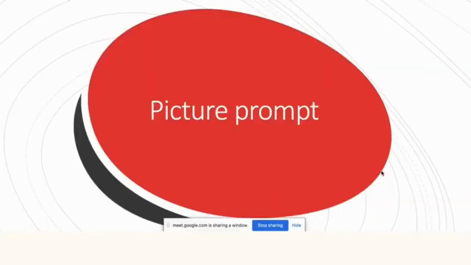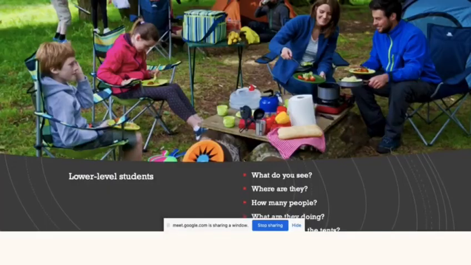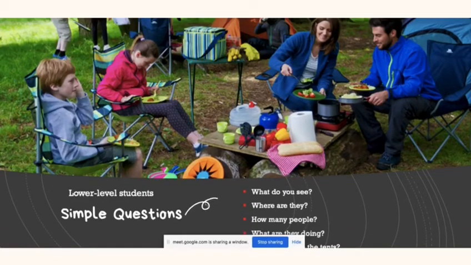Beginners can simply list the things they see in the picture: dog, man, tree, house, etc. You can ask questions like, what do you see? Where are they? How many people are there? What are they doing? What colors are the tents?